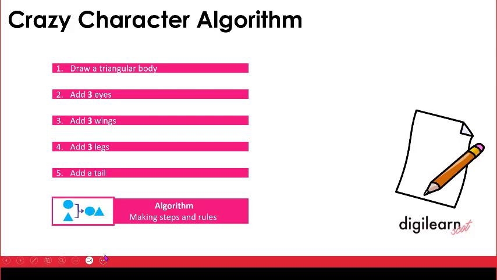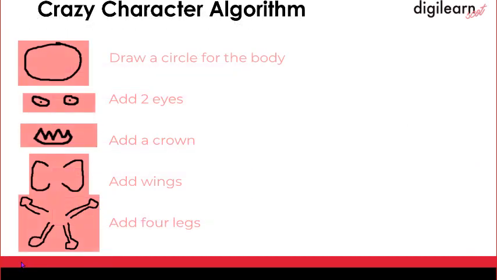But how did we interpret that instruction? We all interpreted them slightly differently, didn't we? Because the instructions weren't precise. It asked us to draw a circle. This is another example, this one: a circle, 2 eyes, a crown, wings and 4 legs.